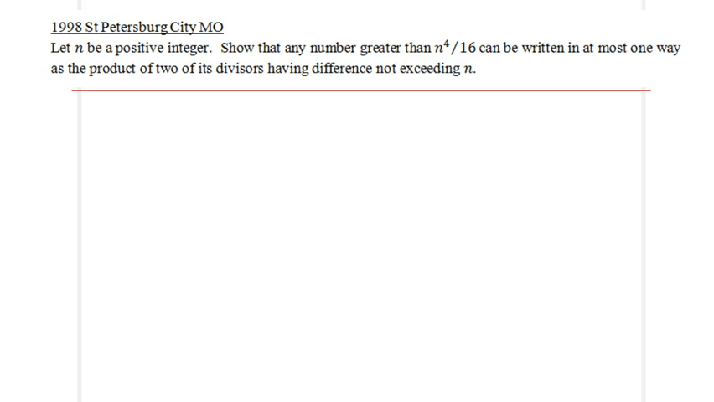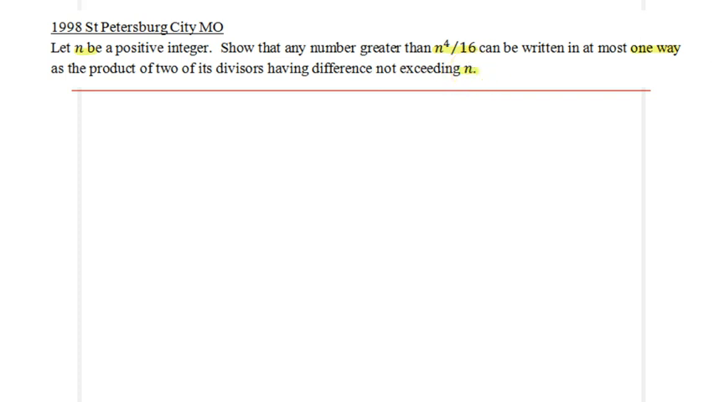Hello everyone, in this lecture we will be solving a 1998 St. Petersburg City Math Olympiad problem. Here's a view of this problem. Let n be a positive integer. Show that any number greater than n to the fourth power over 16 can be written in at most one way as the product of two of its divisors having difference not exceeding n.